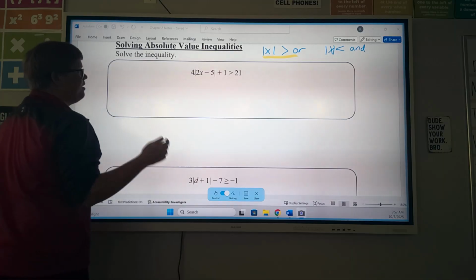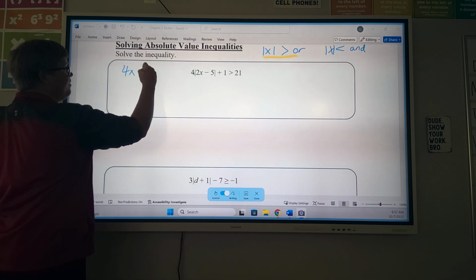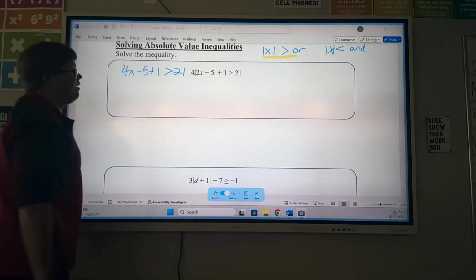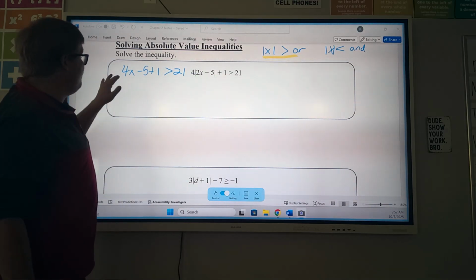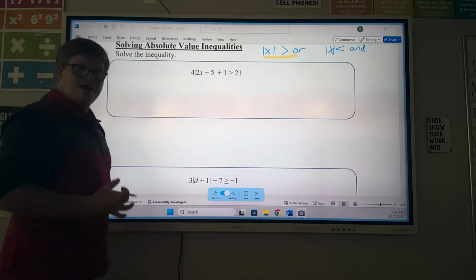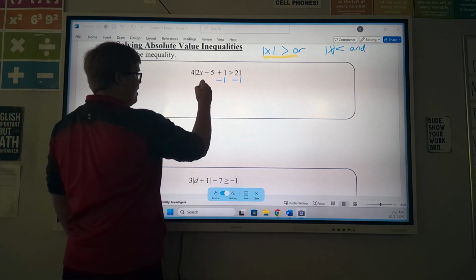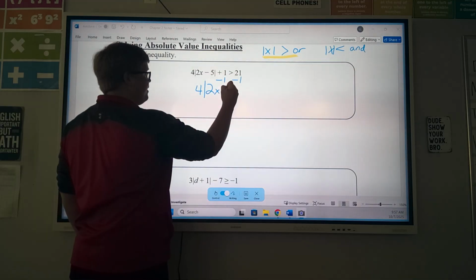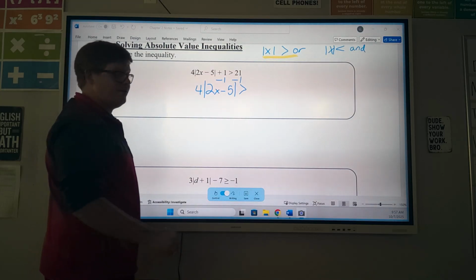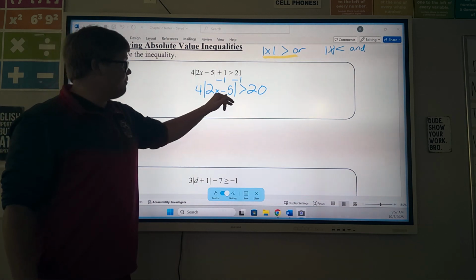So if we were to write the same equation, but the absolute value was a variable, we would write it as 4x minus 5 plus 1 is greater than 21. Our whole goal here would be to get our x by itself. So that's exactly what we're doing here. Here's our x, we need to get x by itself. So we have to subtract that 1. We now have 4 times the absolute value of 2x minus 5 is greater than, and 21 minus 1 is 20.